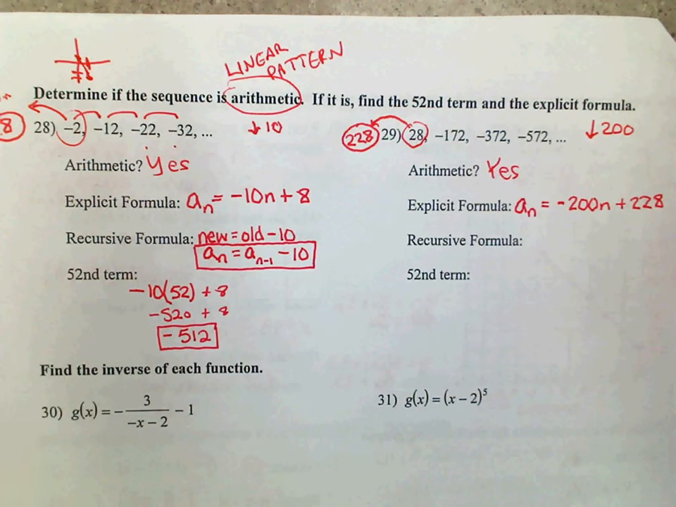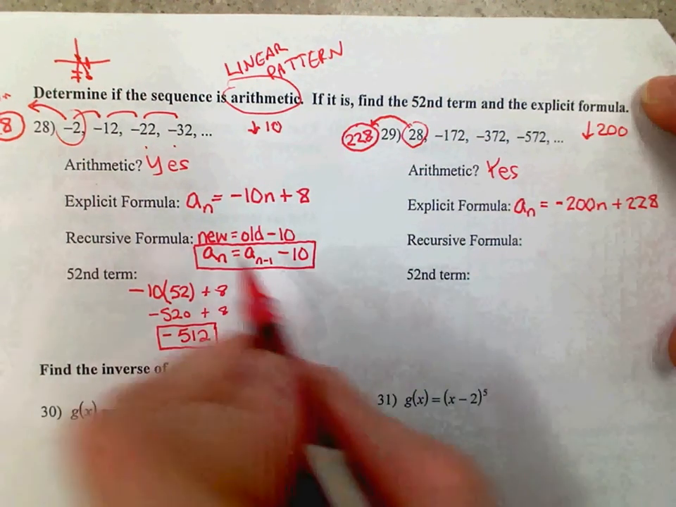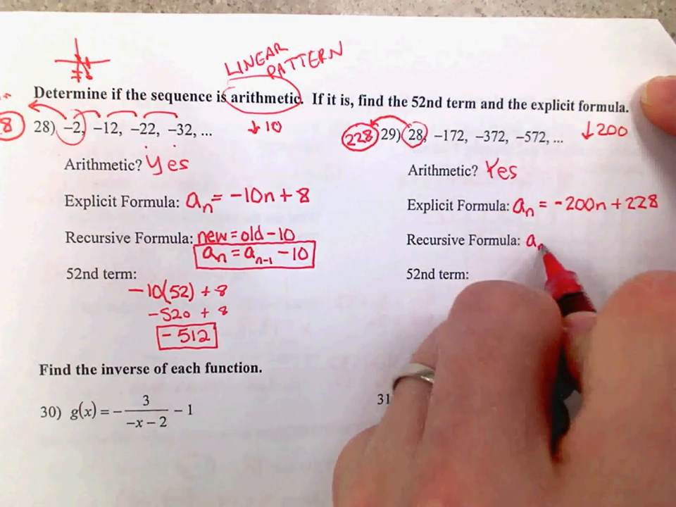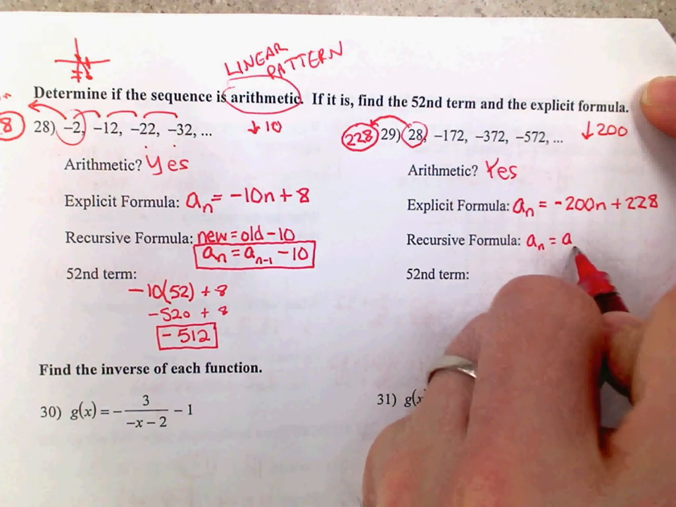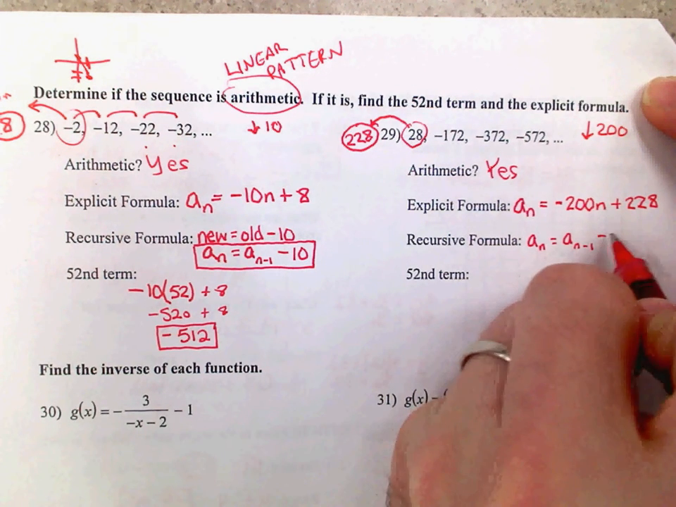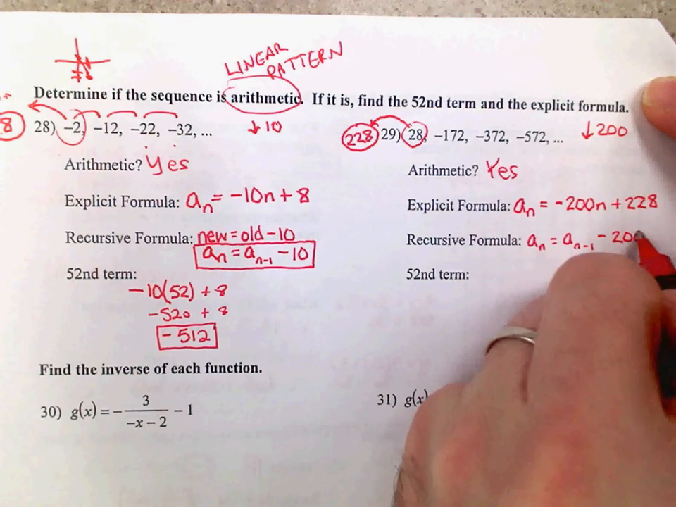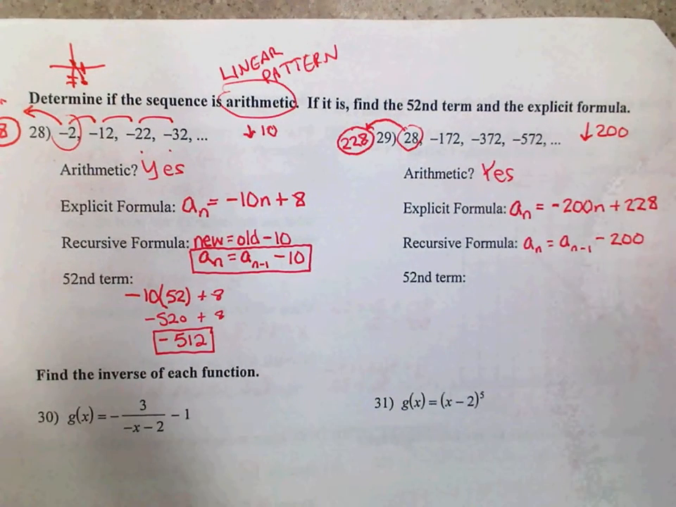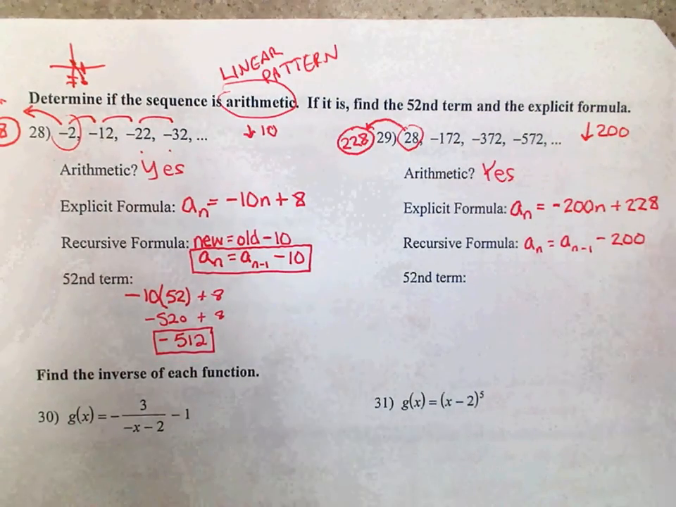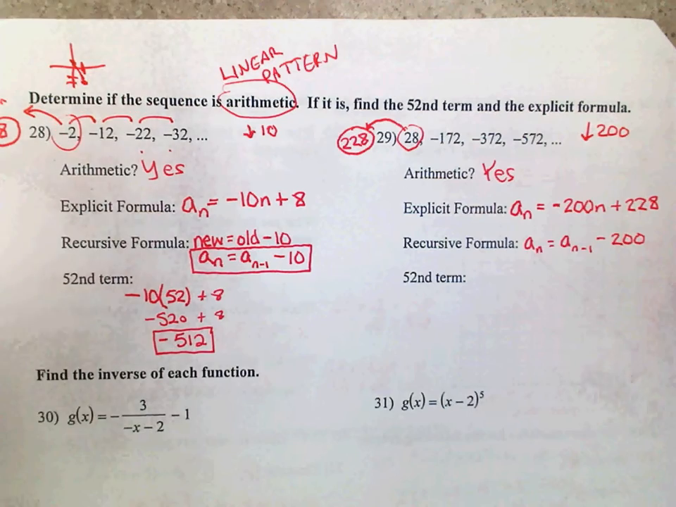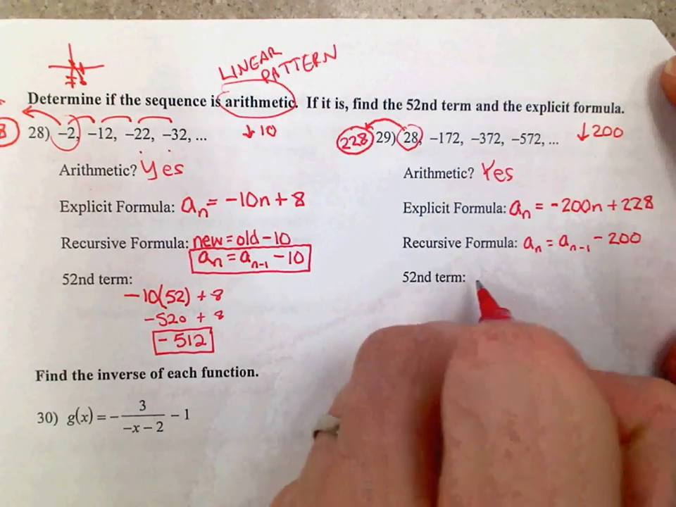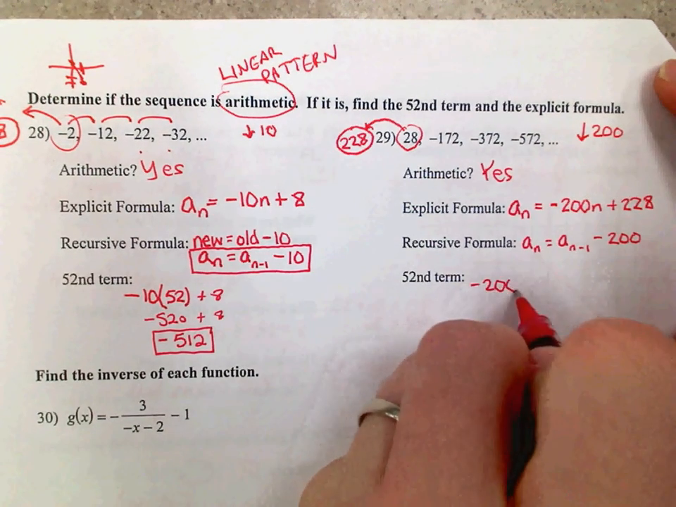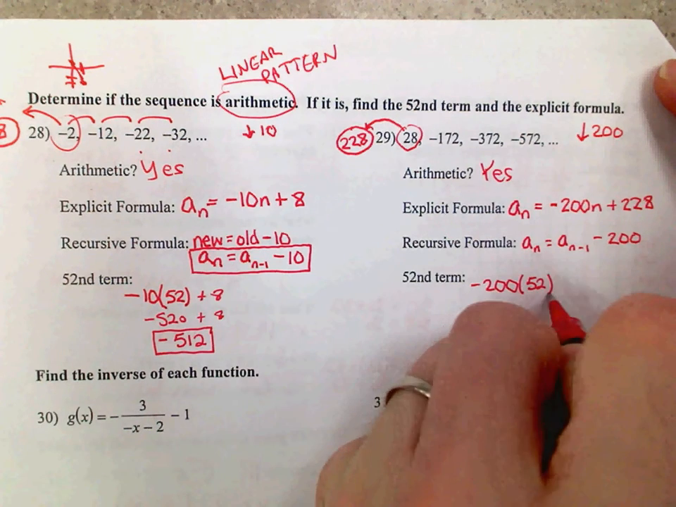Recursive formula, same idea as before. How do we get the new term? Well, we take the old term and we subtract 200. That'll get me the new term. So you could use that to get the next term in the sequence after negative 572, and then the next one, and then the next one. So recursive is only good to find the next one. Explicit can find any one. So 52nd term, I'm going to use that explicit formula.